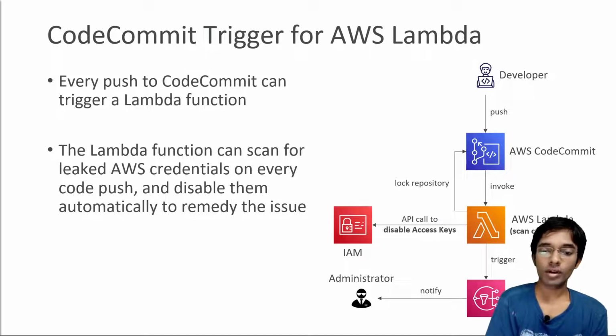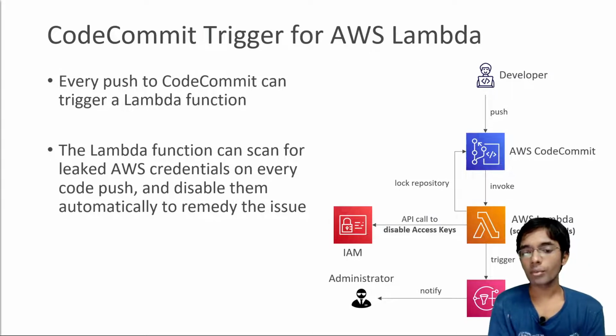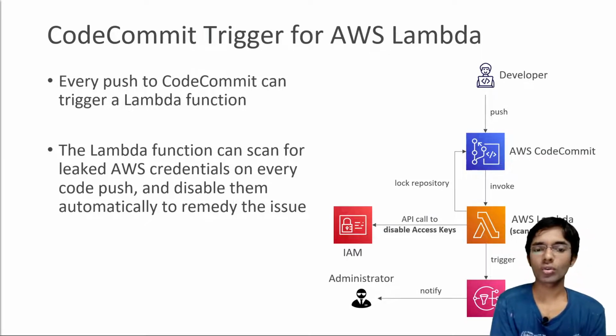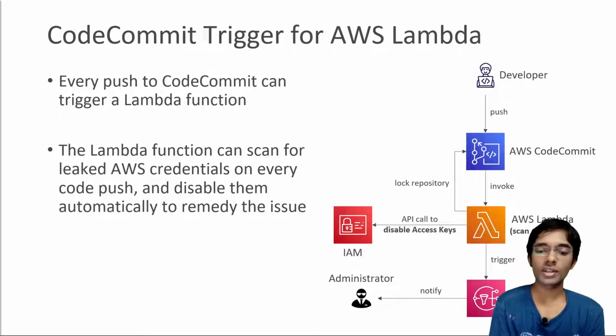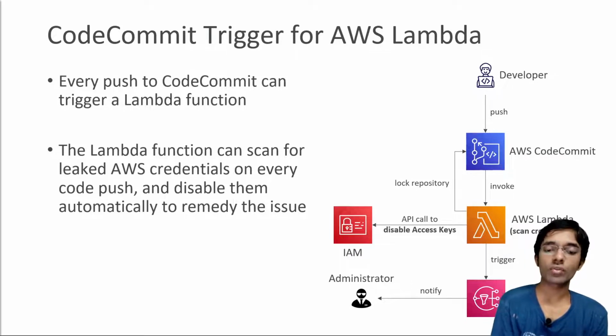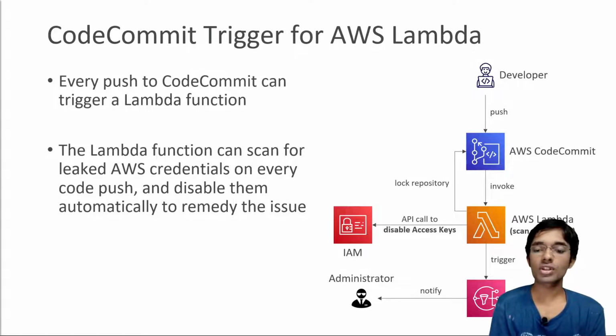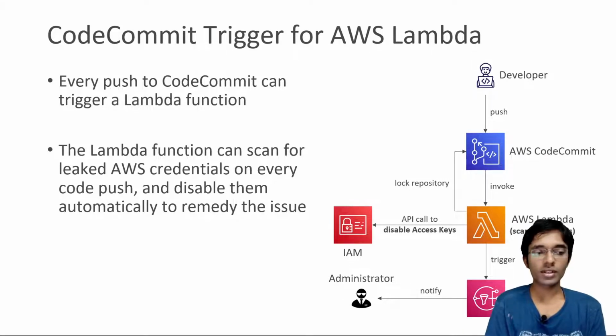Well, the developer pushes the code into CodeCommit. CodeCommit invokes a Lambda function, and the bottom one here is AWS SNS for the notification. The Lambda function has some special code to scan for credentials. If they are found, then the Lambda function can make an API call to disable the access keys in IAM, lock the CodeCommit repository, and also send a notification to an SNS topic that would be directly linked to notify an administrator by email, for example. So this is what the Lambda integration with CodeCommit could do.